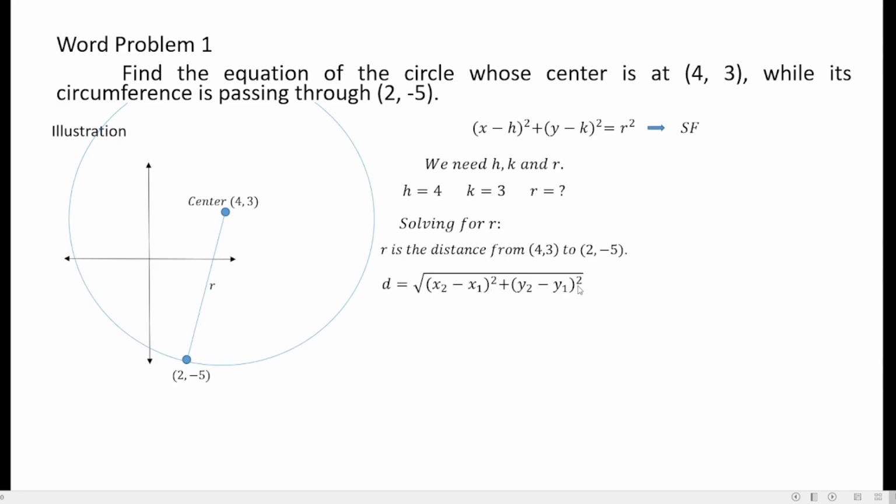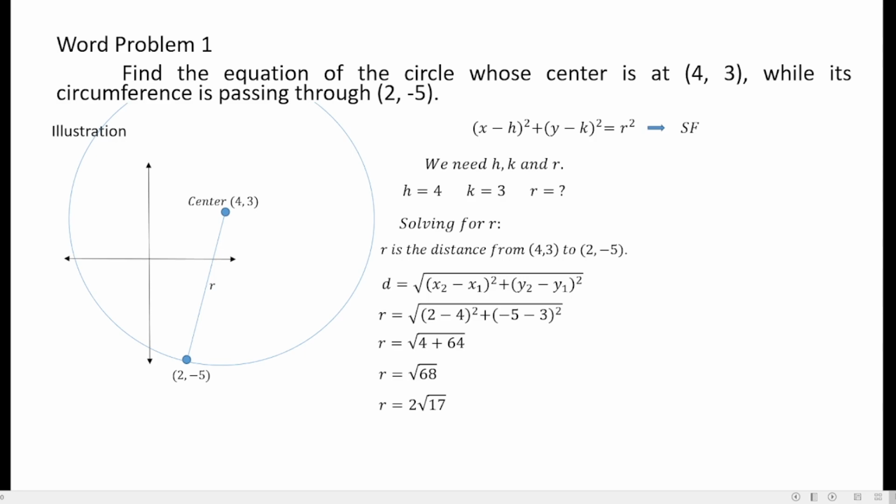Now substitute. Of course, your x₂ is the second value of x, and your x₁ is the first value of x, which is 4. So you have 2 minus 4. Then y₂ is -5 and y₁ is 3, so you have -5 minus 3. Simplifying further, you have r equals the square root of 4, because -2 squared is positive 4. You have -5 minus 3, that's -8, squared, so you have 64. Summing them up, you have the square root of 68. If you simplify, that should be 2 square root of 17.